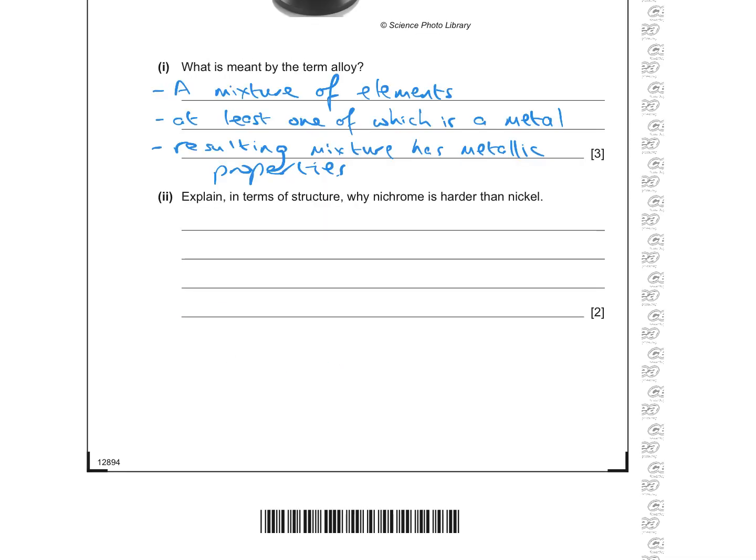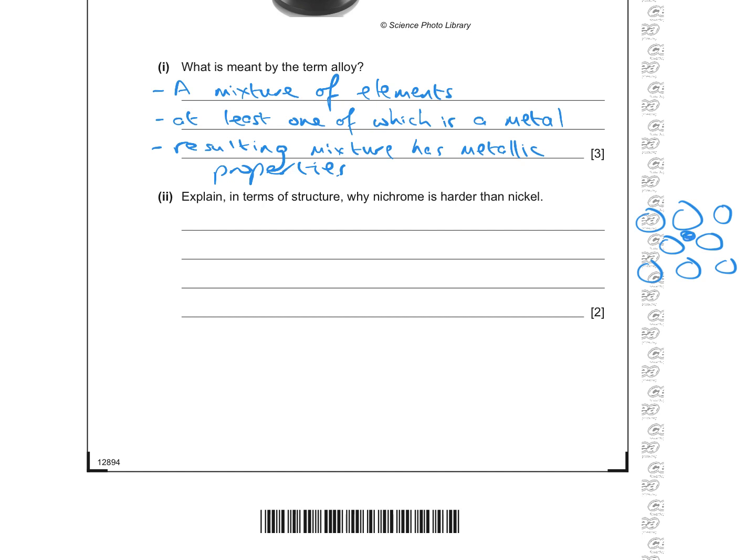Part 2. Why is the alloy harder than nickel? Well, if you think of the structure of metals, now I know there are positive ions and delocalized electrons, but if I just draw these circles to represent the ions or the atoms, when you're answering this type of question, you can refer to the atoms. So these atoms or ions would slide over each other. But in an alloy, there are different sized atoms.